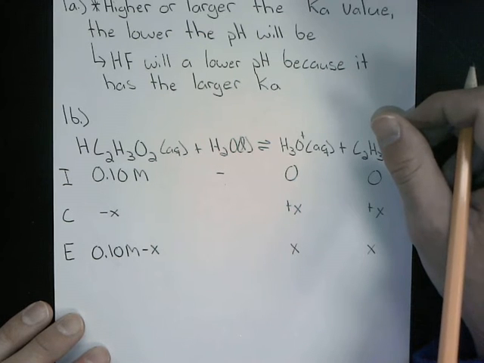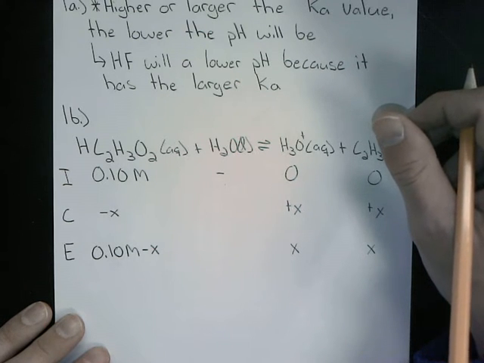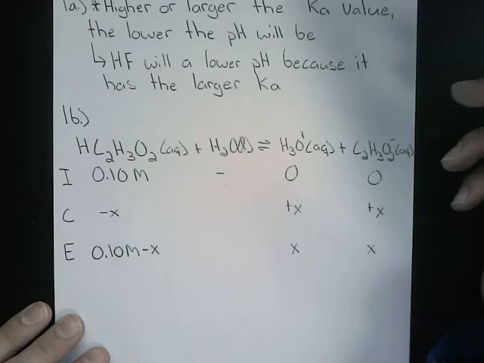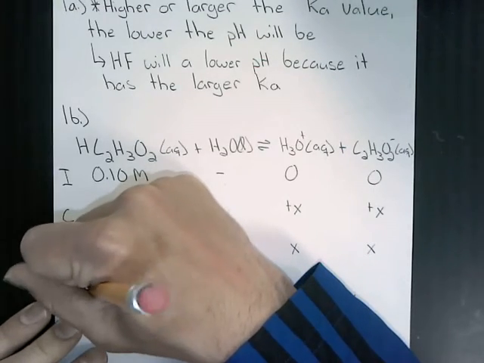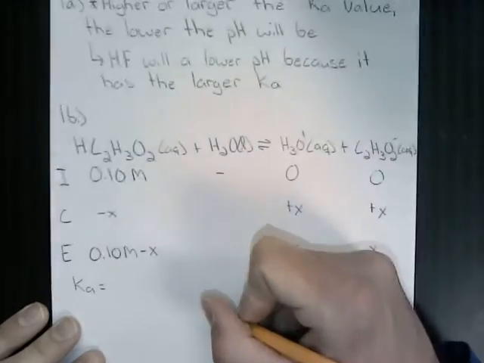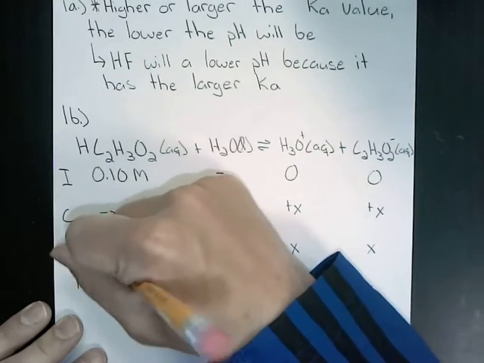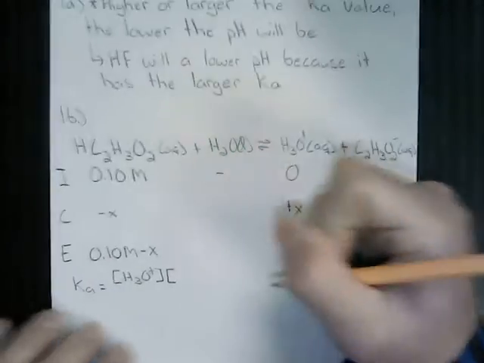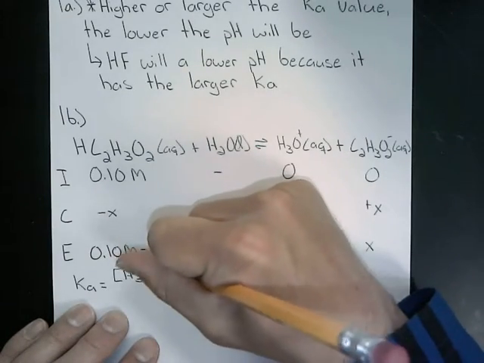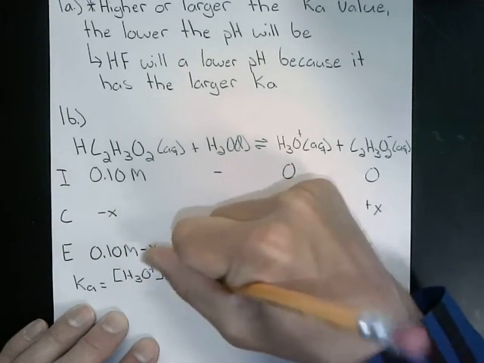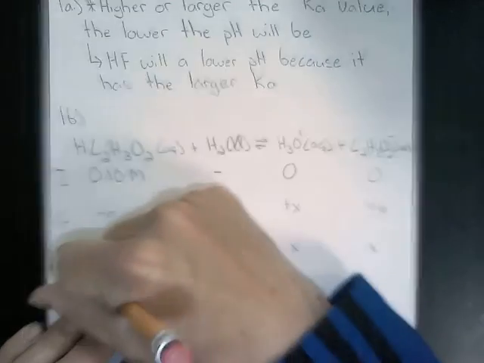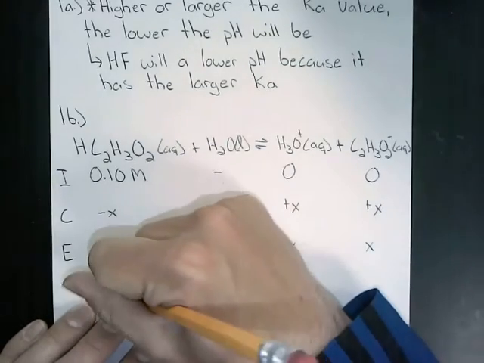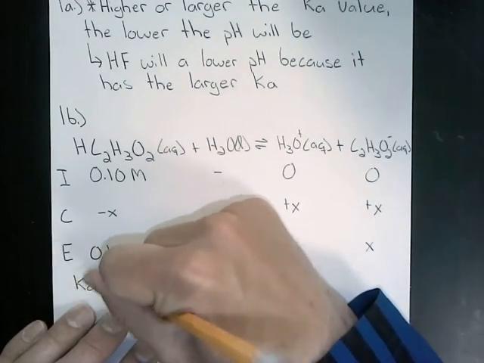Now what we have to do here is set up our Ka expression. So our Ka expression is as follows: our hydronium, H3O plus, times our acetate, C2H3O2 minus, all over our weak acid, acetic acid, is equal to that Ka.